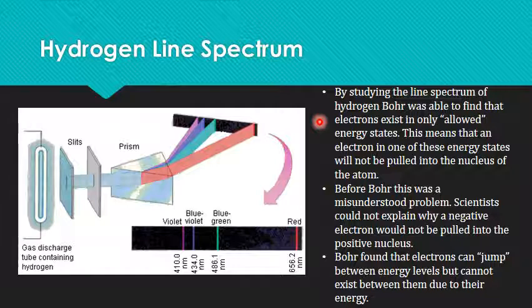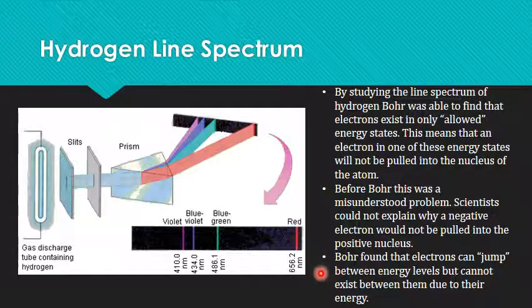Well, it was found by Bohr that these electrons have energy. Because they have a certain amount of energy, they can stay away from the nucleus and stay in their particular energy level. So he helped to explain that and further our knowledge about the electrons.